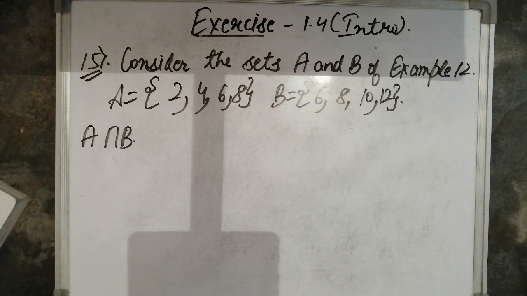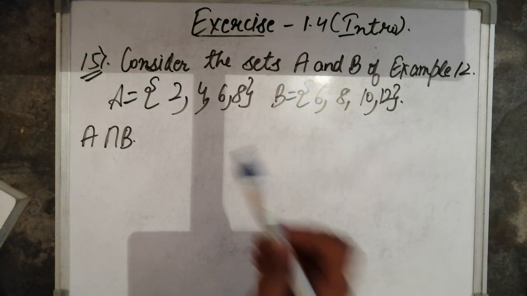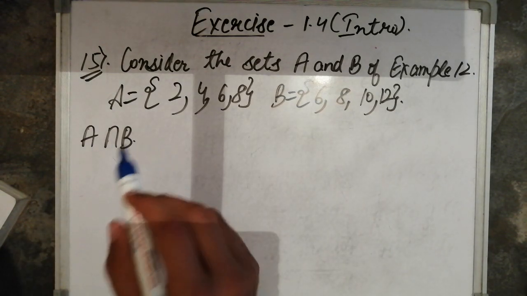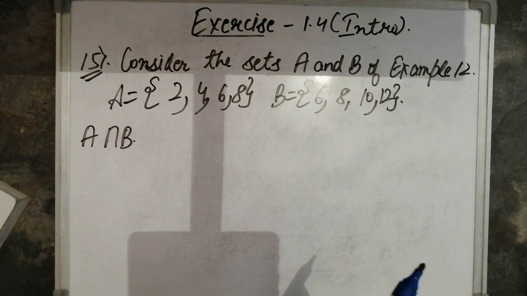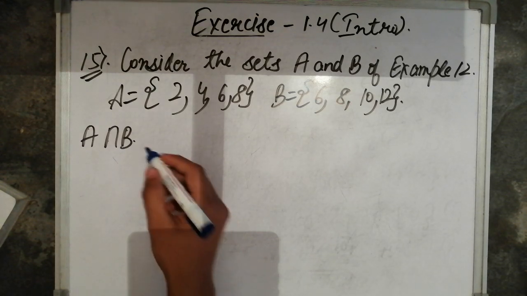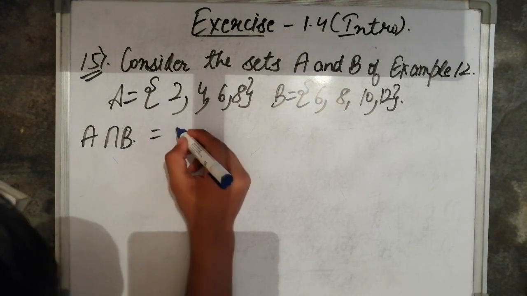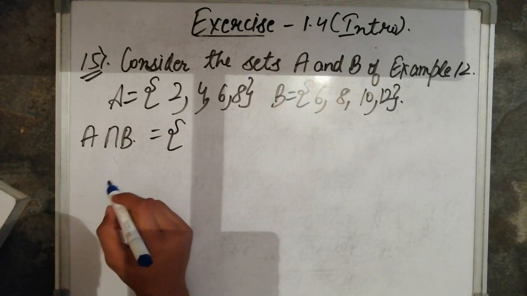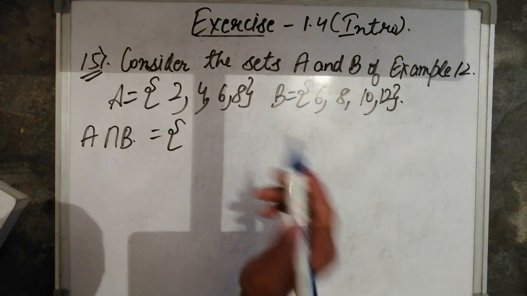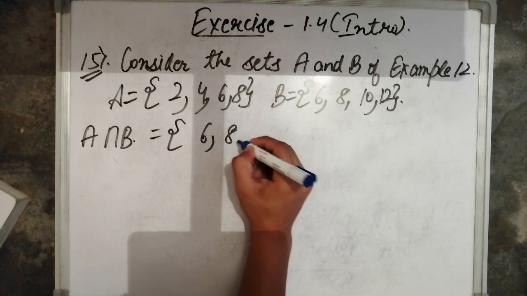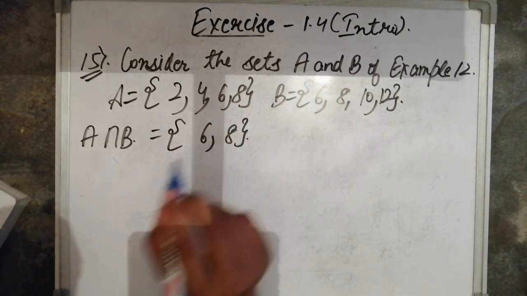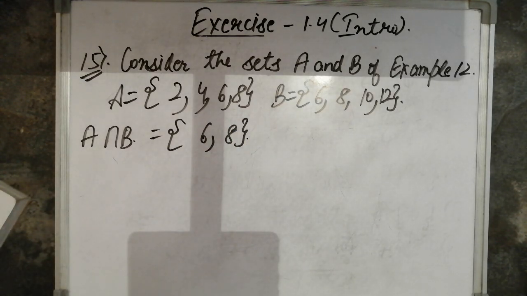Remember, in example 12 we found the union, that is we took all the elements of A and B sets simultaneously, and in this A intersection B we need to find the common elements of both sets. And so what are the common elements? I think 6 and 8 are the only ones, so writing 6 and 8. Okay, now let's move to the 16th example.